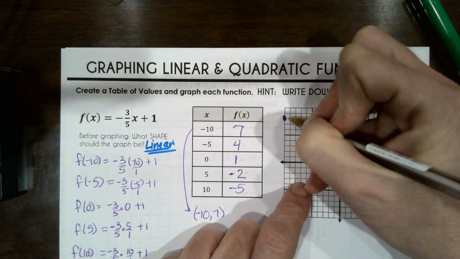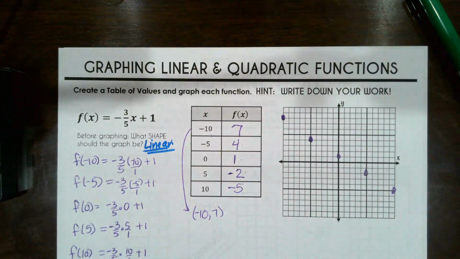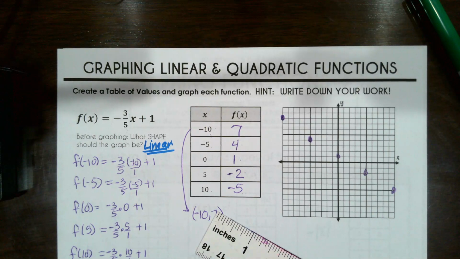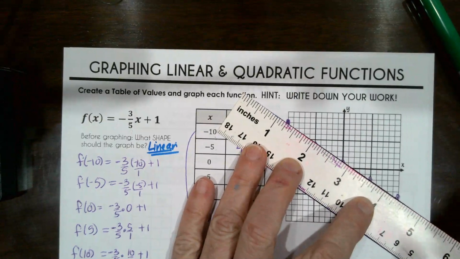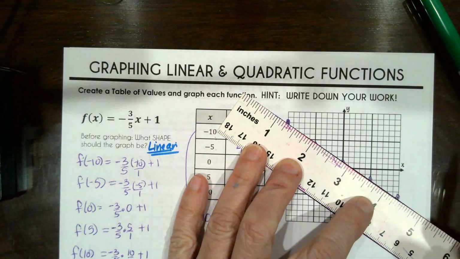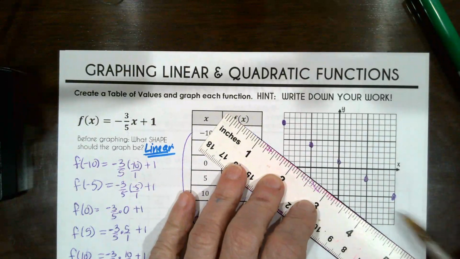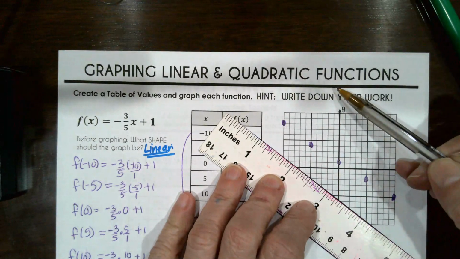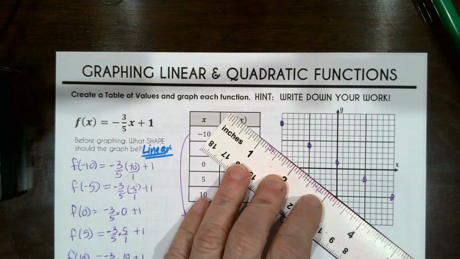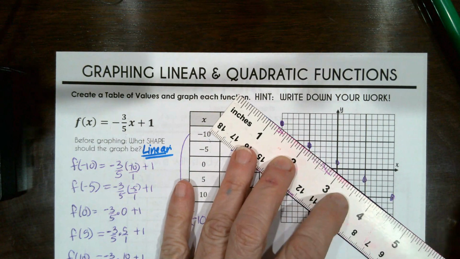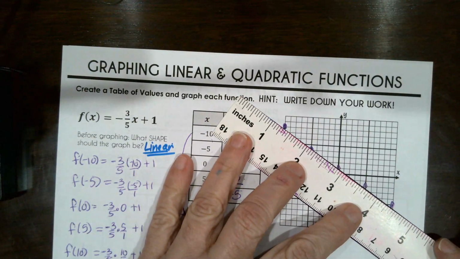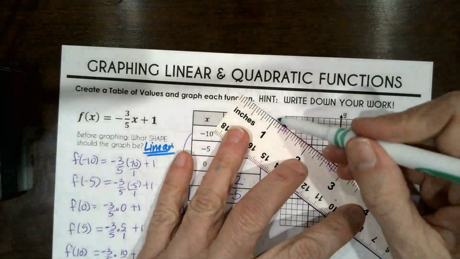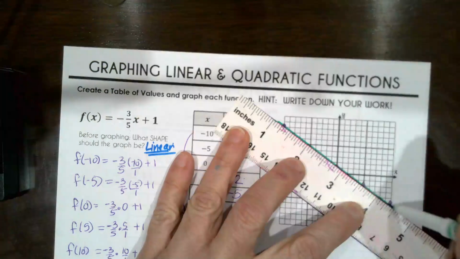Again, we said this is a linear function. So what that means is you must be able to put your ruler down one time and hit every single dot. If you have to curve this in any way or go back to get a point and come back down, you have made a mistake. So put your ruler down. Grab a pencil and go ahead and draw your line. It should hit every one of those dots.